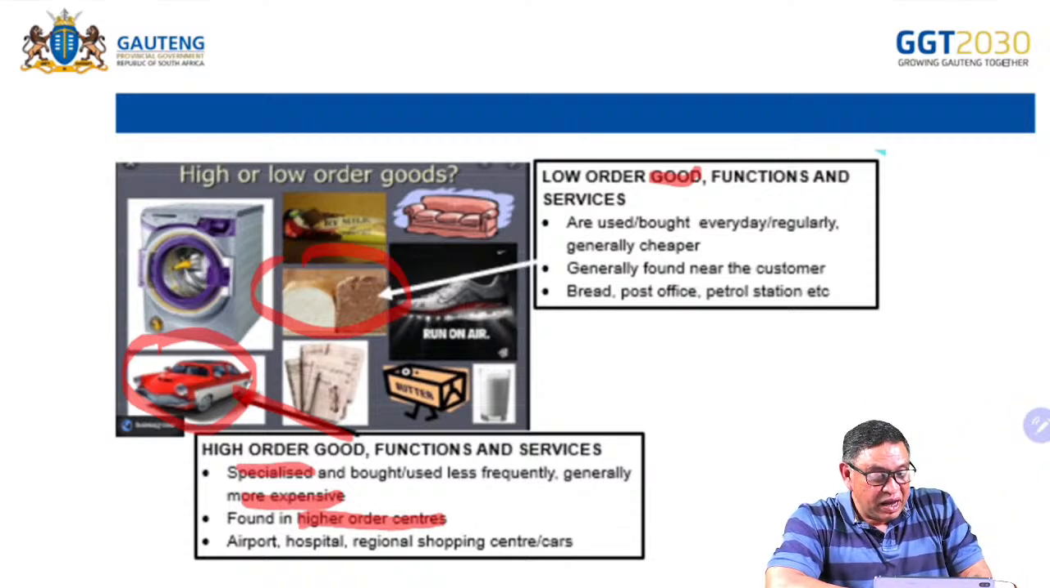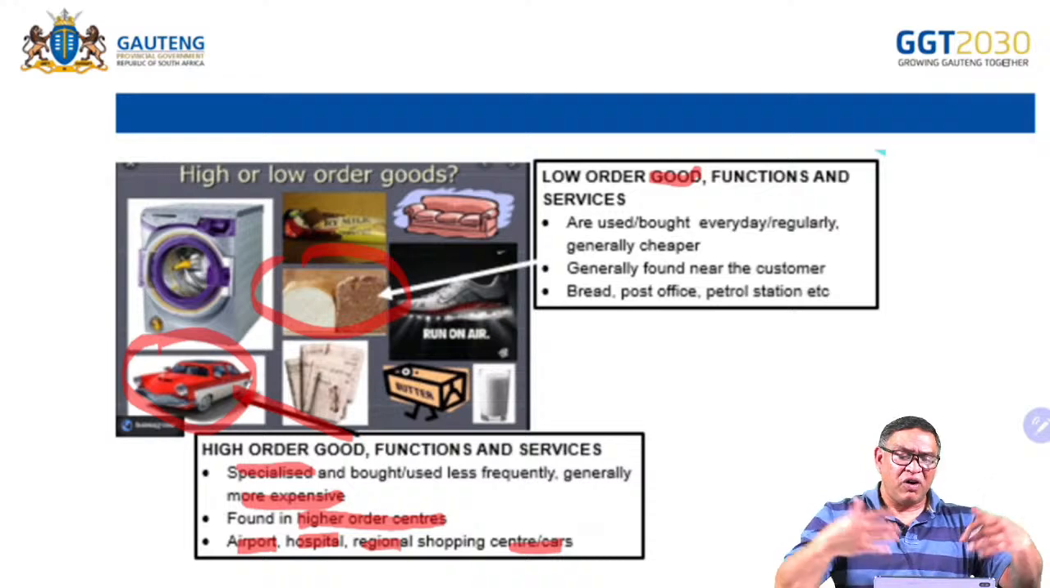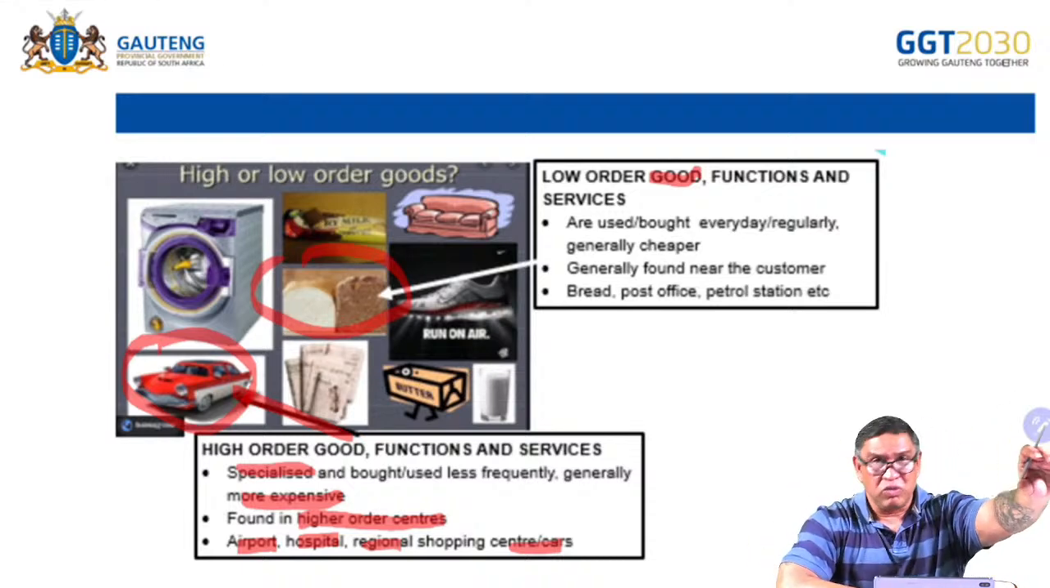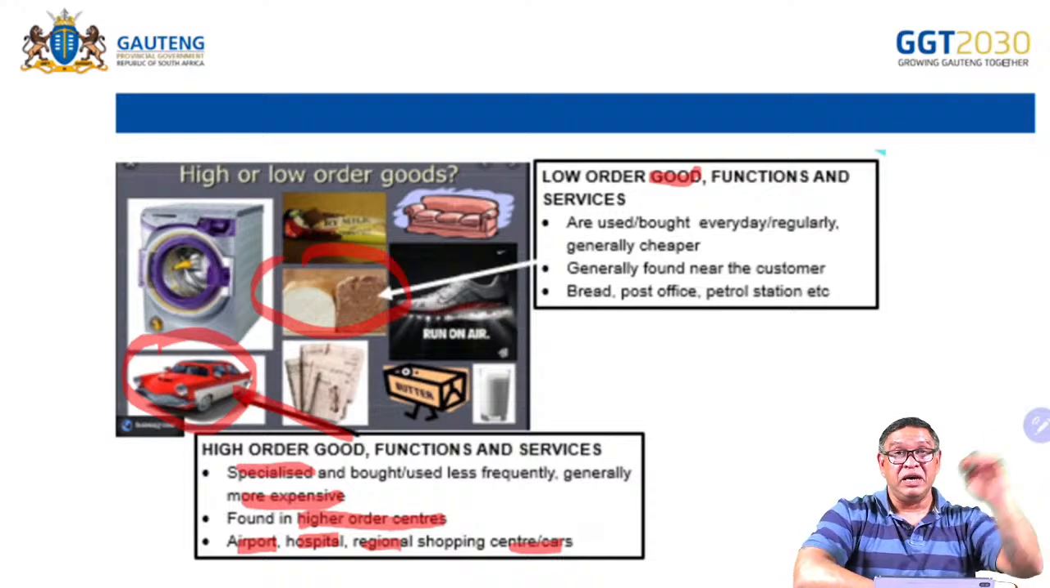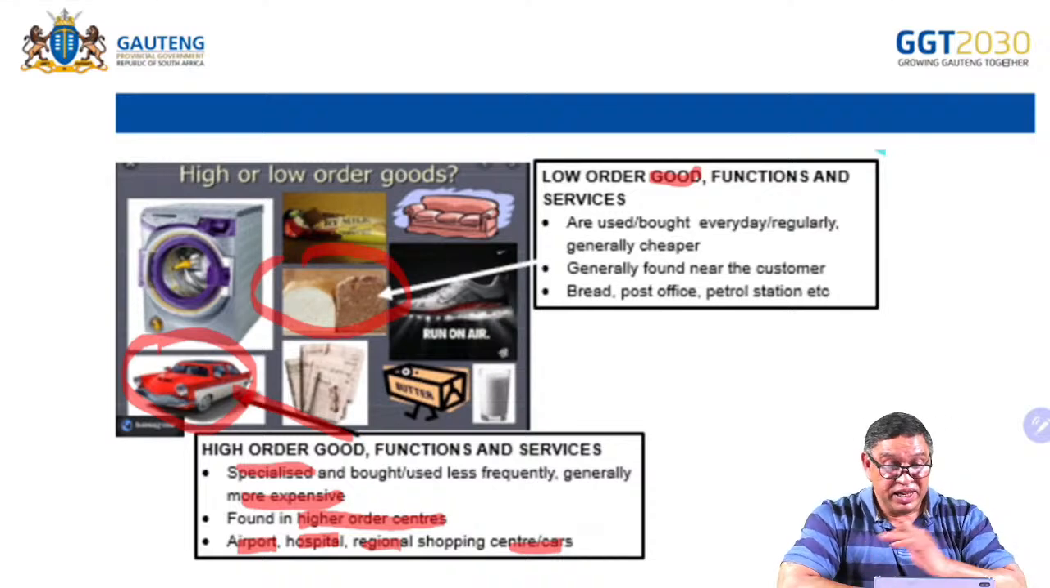Okay, other examples are hospital, regional shopping centers, centers where you sell cars, whereas this one is found generally everywhere. Okay, you can get it from the store near you, or some of you call it the corner shop nearby you. You can pick it up. All right, no one staying in Johannesburg goes to buy a loaf of bread in Pretoria unless they're working there and they're traveling home.